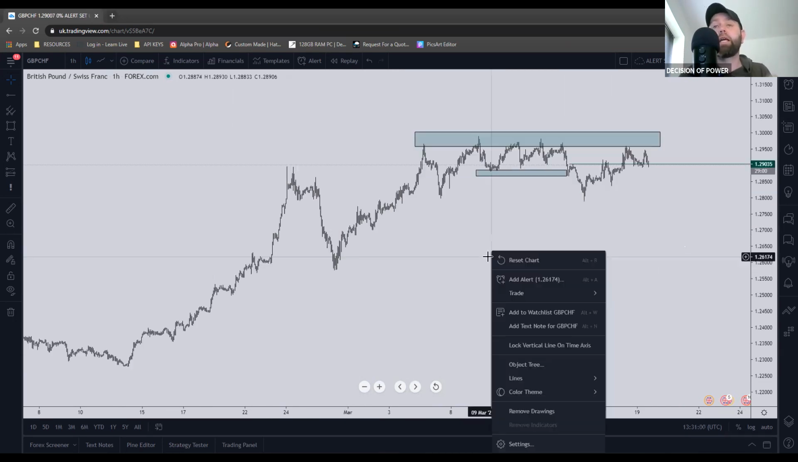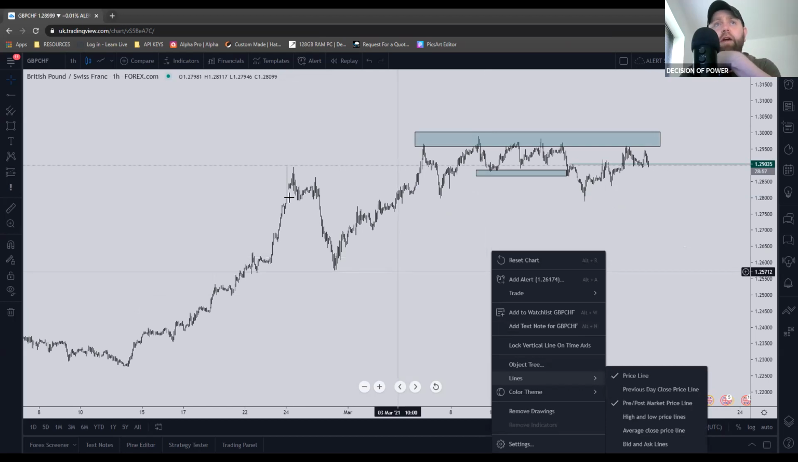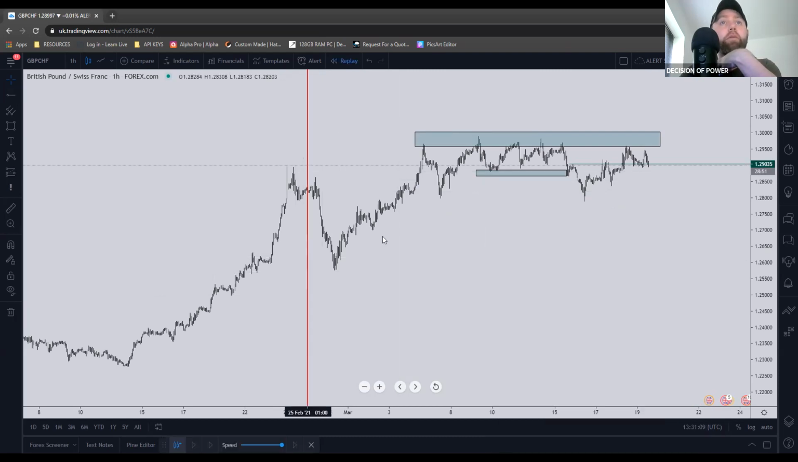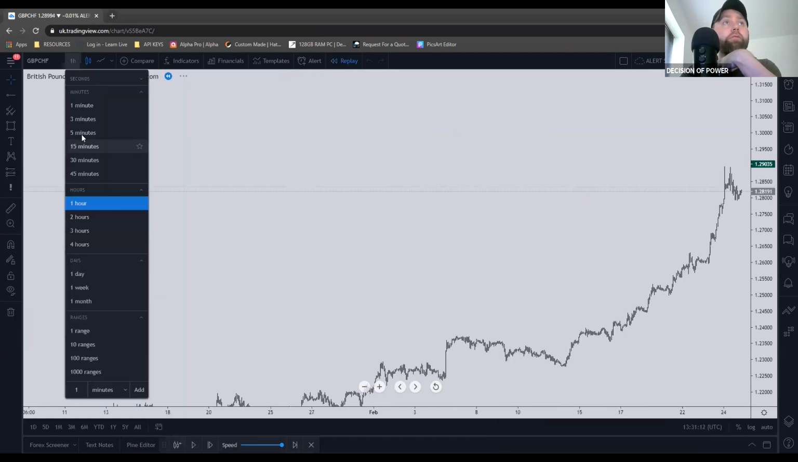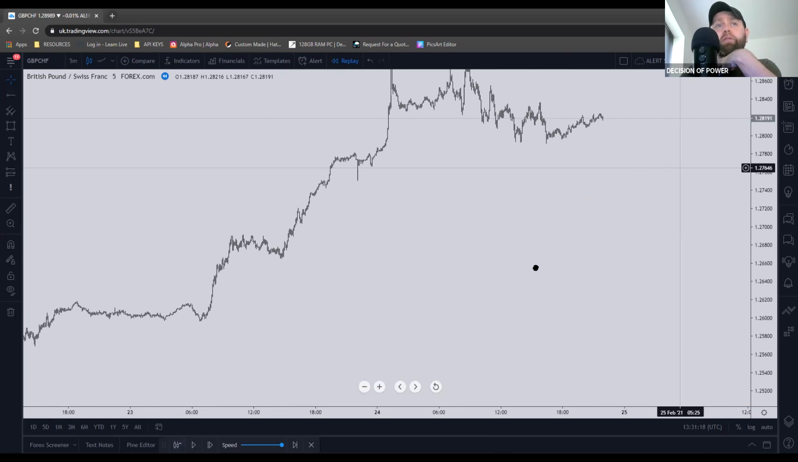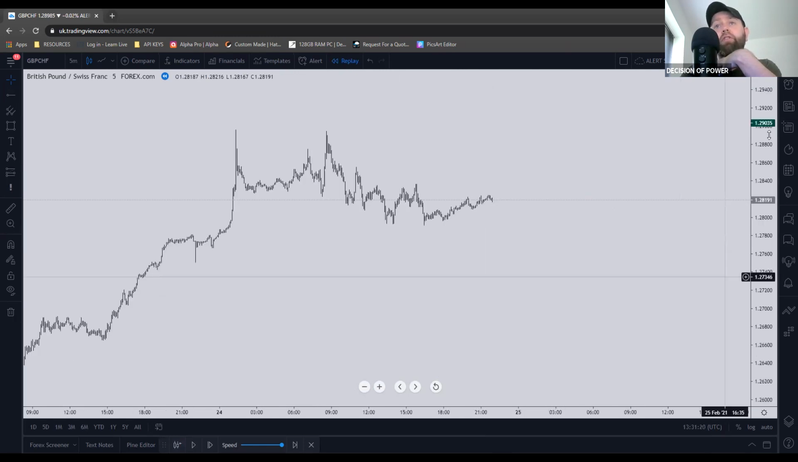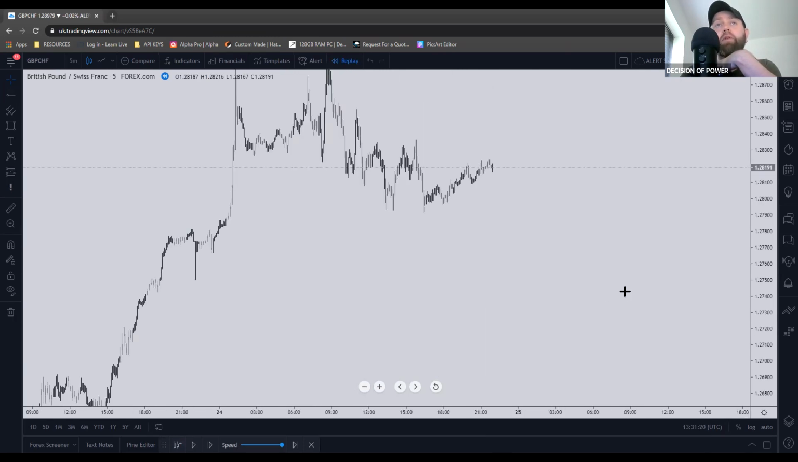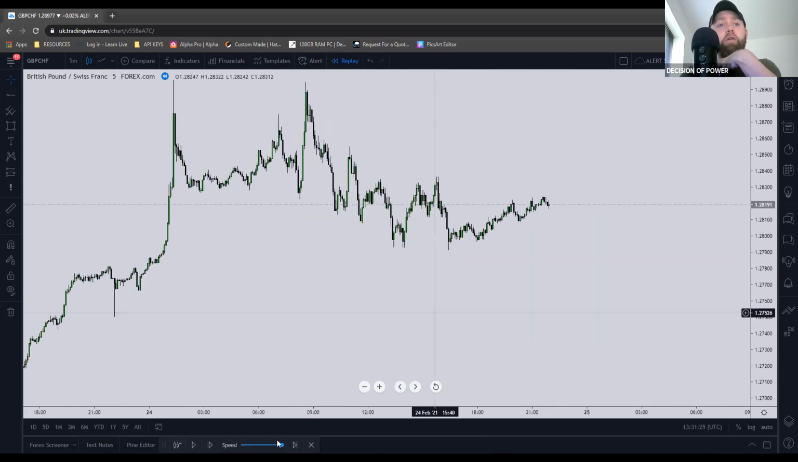But let me just see if I can find it first. Well, there it is. That's the setup right there. So let me go back to the replay feature. Go back to here and I'm going to go down to a 5-minute chart. I've gone through this a couple of times over the last few weeks. This specific setup just went forever, even after I took my profit out. I'll just quickly play this through.